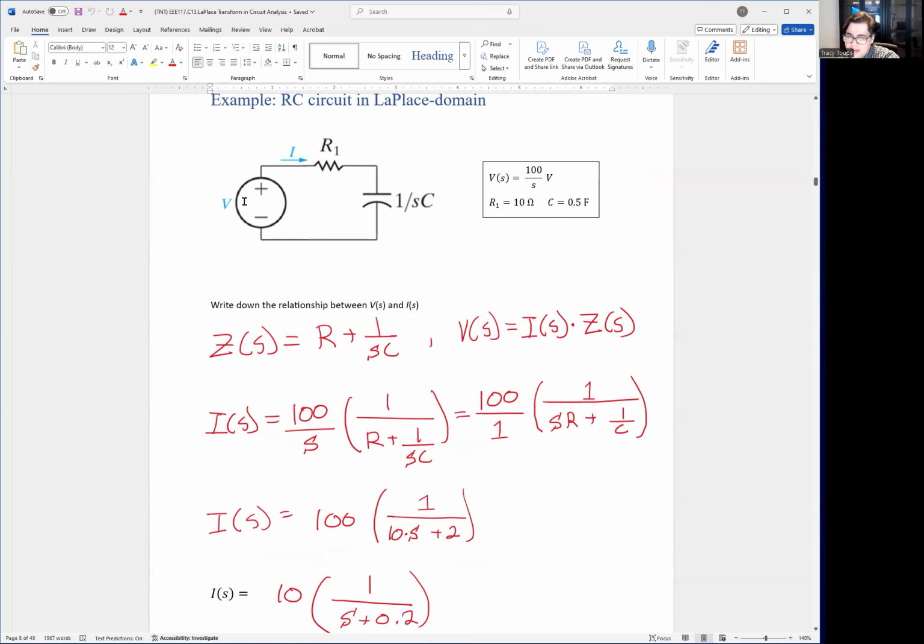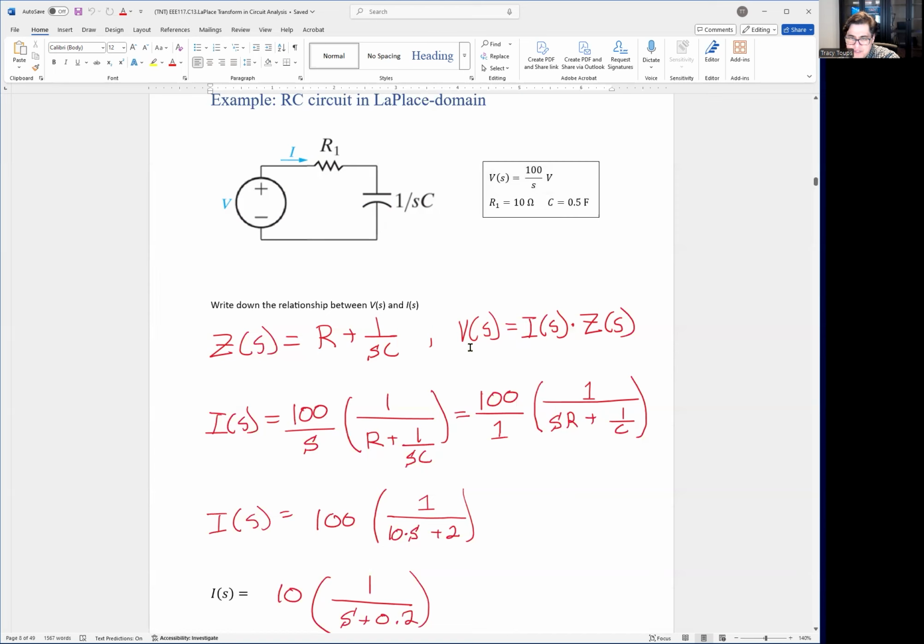So let's do another example. We have a resistor and a capacitor in series. So our impedance Z, we can just add them together. It's literally R plus 1 over sC. If I want to find the current flowing through it, I can again use Ohm's law, V equals I times Z. I have Z already. I have V. It's 100 over s.